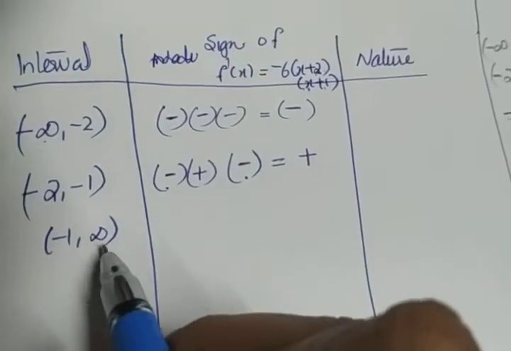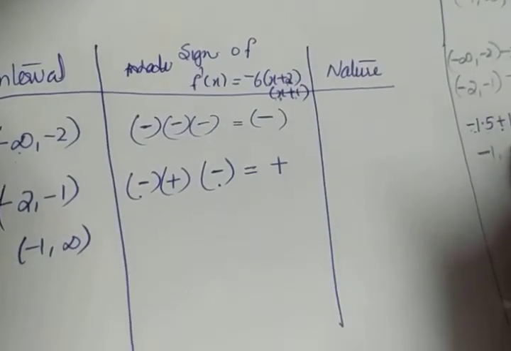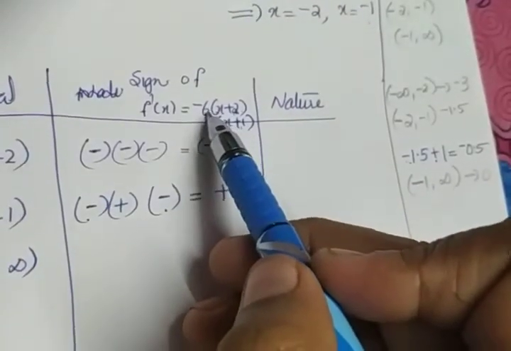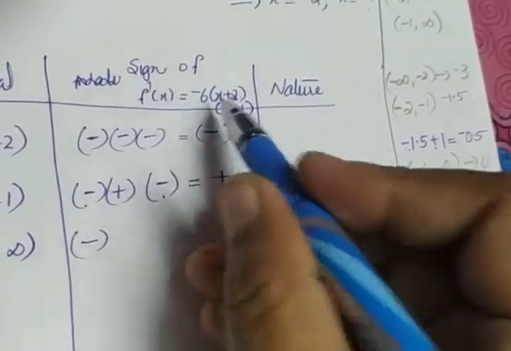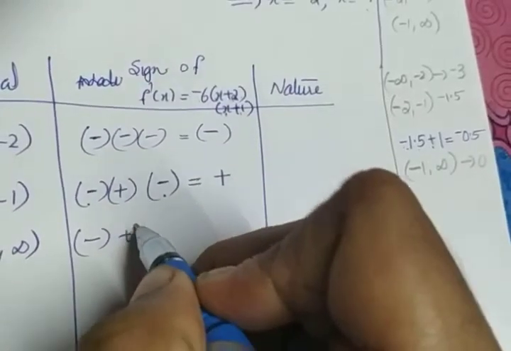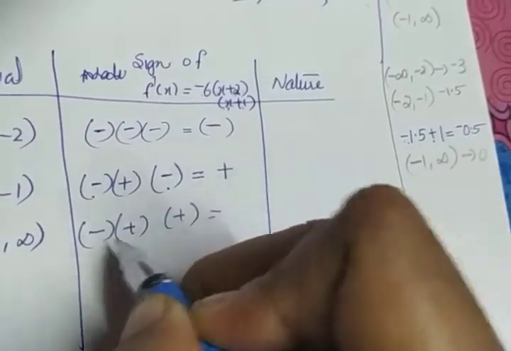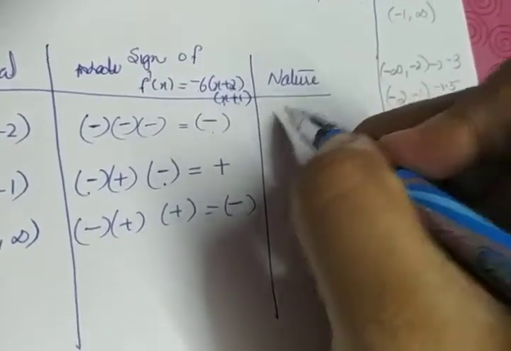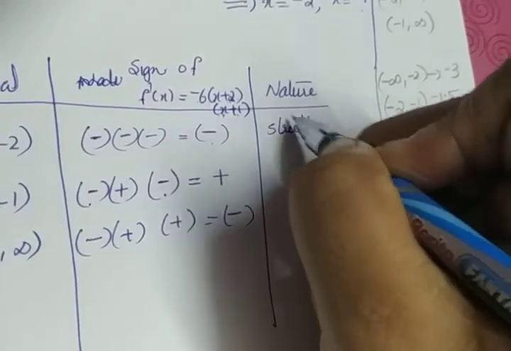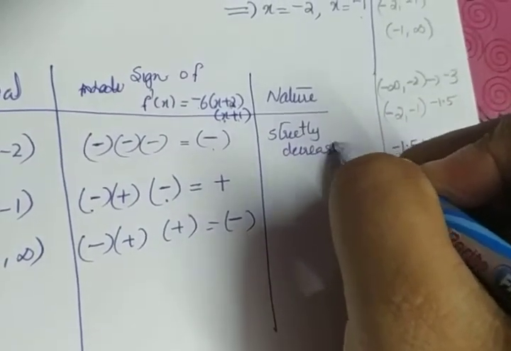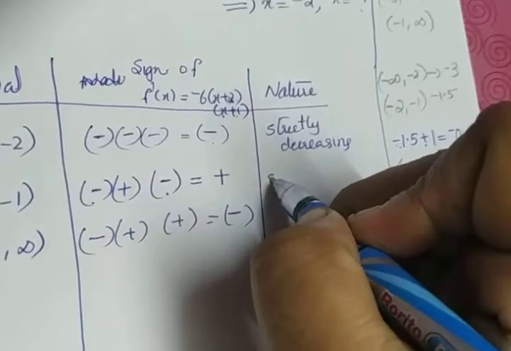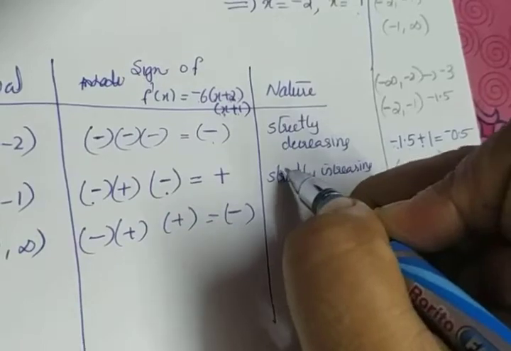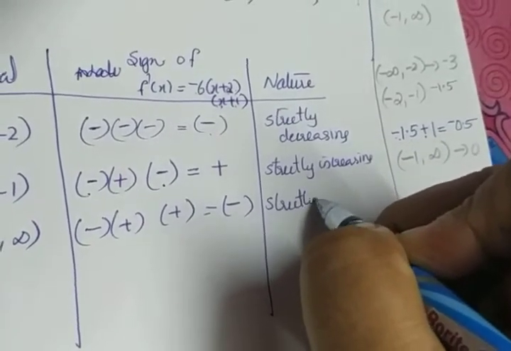And for the third one, -1 to infinity, can you say a number in between -1 and infinity? We can take the number as 0. So if I put the value of 0 in -6, it's already negative. If I put it in x + 2, it is positive, and in x + 1, it is again positive. So negative into positive into positive is negative itself. Since here f'(x) is negative, the nature is strictly decreasing. And in the second interval, as it is positive, it is strictly increasing. And in the third case also it is negative, so it is strictly decreasing.